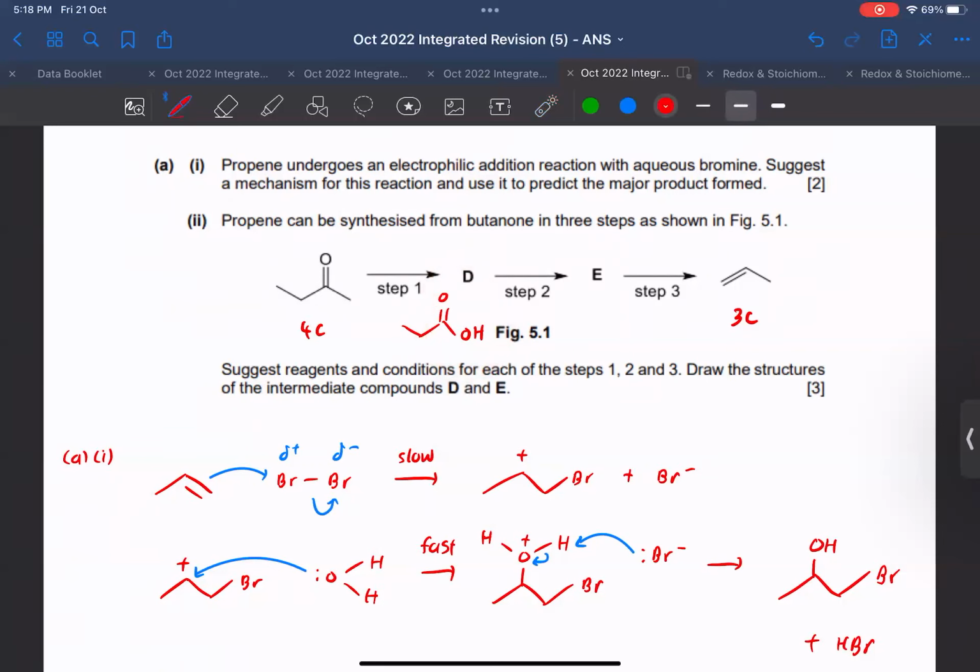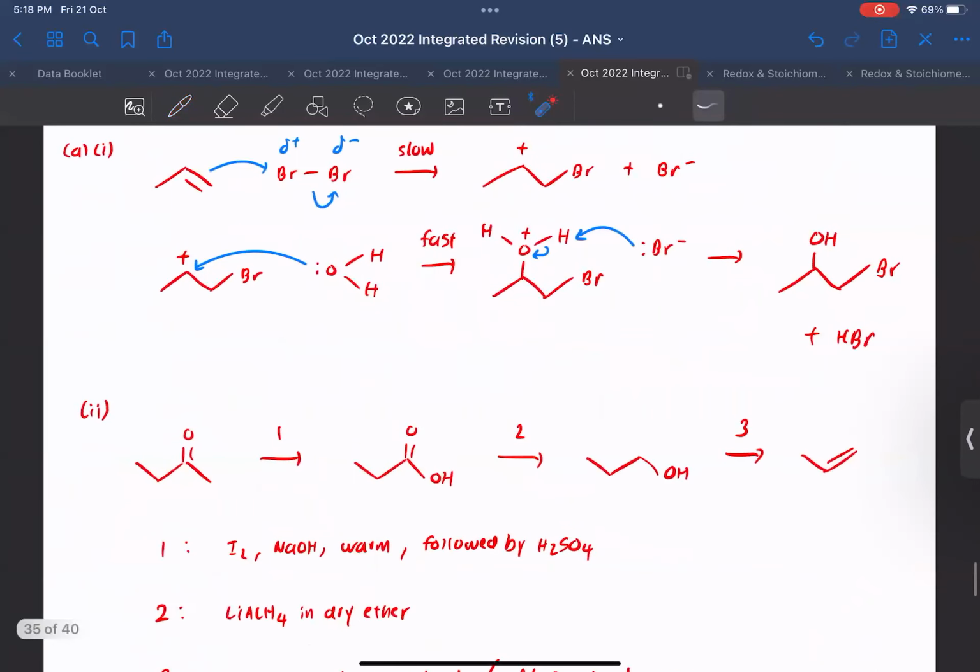We can undergo reduction, right? We can reduce it back into a primary alcohol like this. That's the best way to get rid of the carboxylic acid. And then afterwards, the final step here is just to dehydrate the alcohol, and then you can get yourself your alkene. So as for the synthesis, that's pretty much the answer.